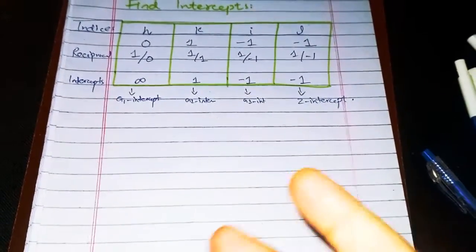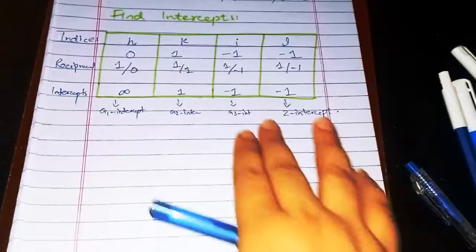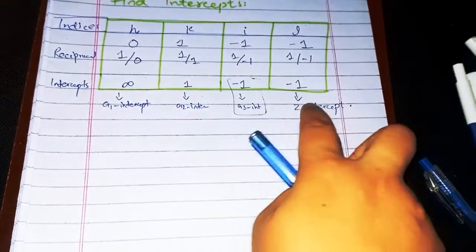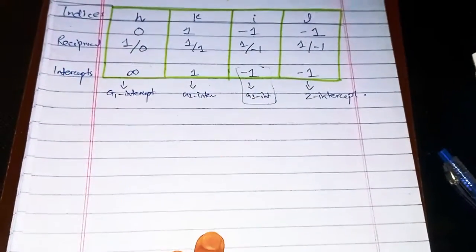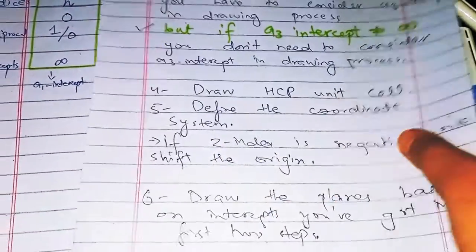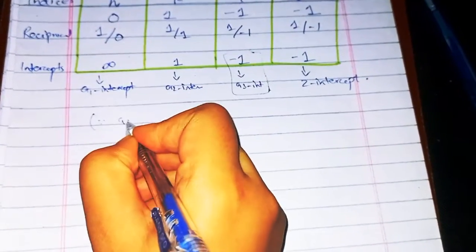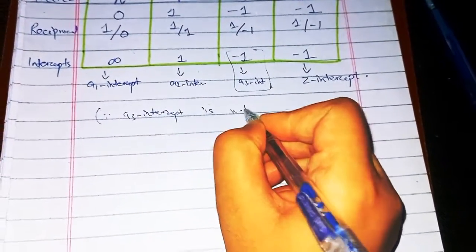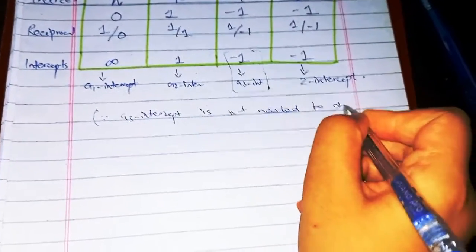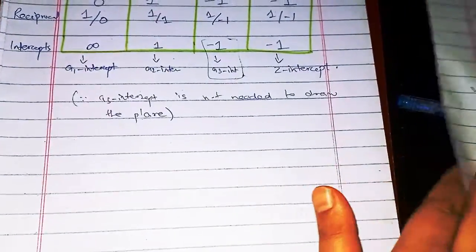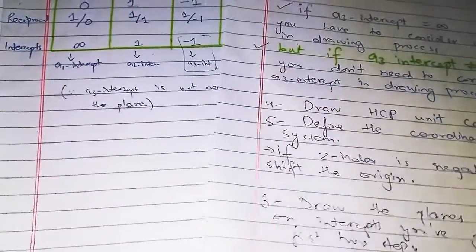It's like a background process that's happening inside you, so you'll ignore the A3 intercept, and we'll take the A1 intercept, A2 intercept, and Z intercept in order to draw the plane inside the HCP. Okay, you can write here that since the A3 intercept is not infinity, it is not needed to draw the plane. You can write this statement to guide you. This is not something official, okay? Don't write it in the exam. It doesn't need to be mentioned.